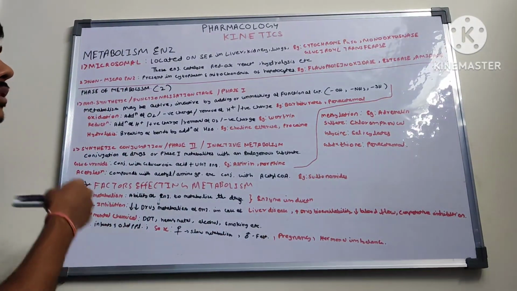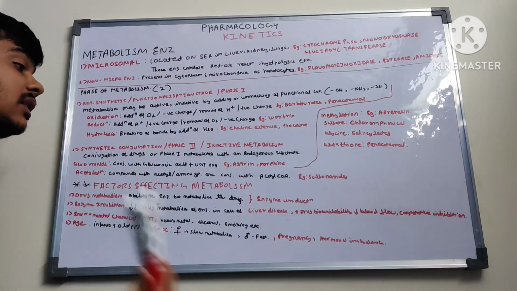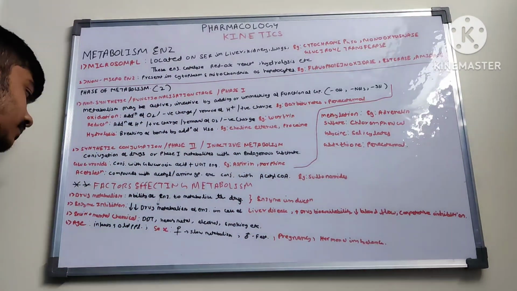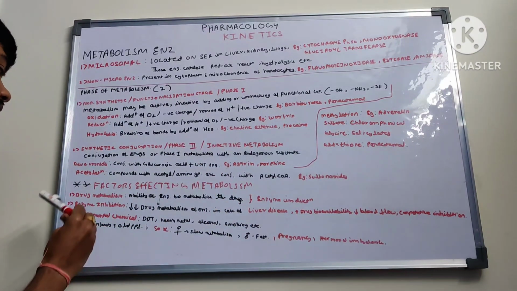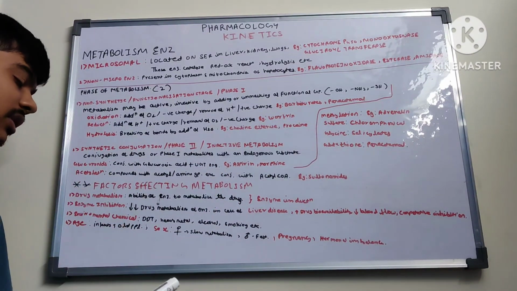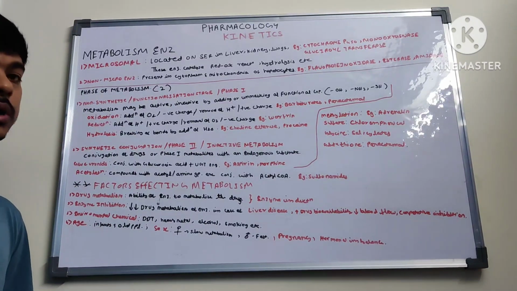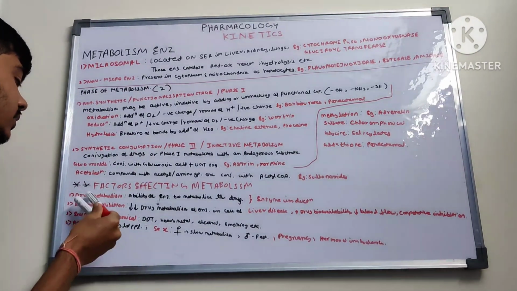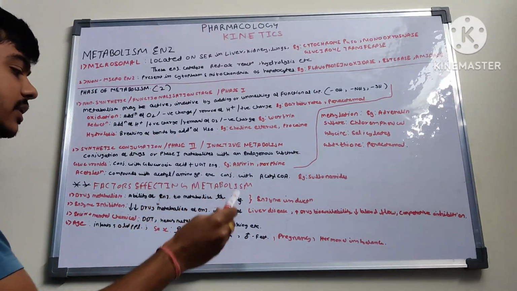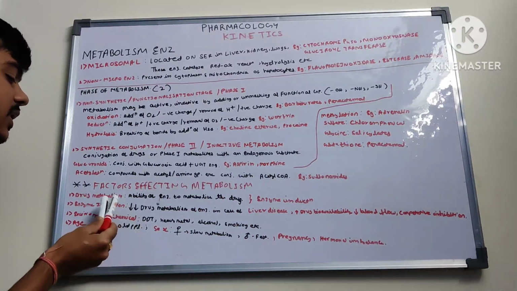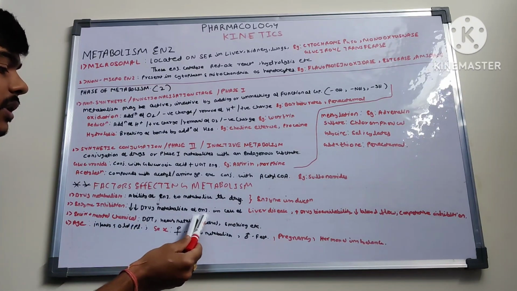Next, we are done with metabolism, but what are the factors affecting metabolism? First is enzyme induction. It is basically the ability of the enzyme to metabolize a drug to a certain product. If we have a shortage of enzyme, then this phase won't be functional. What happens next is enzyme inhibition, that is, decreased drug metabolism by the enzyme.